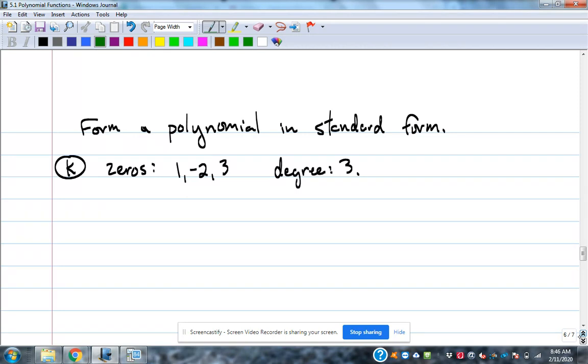So, they're zeros, that means they're what? What else is another name for that? X-intercepts, and x-intercepts come from what part of a polynomial? The factors. So we just need to get the factors that go with those 3 zeros. What's the factor that goes with 1? X minus 1. What's the factor that goes with negative 2? X plus 2. And then the last one, X minus 3.